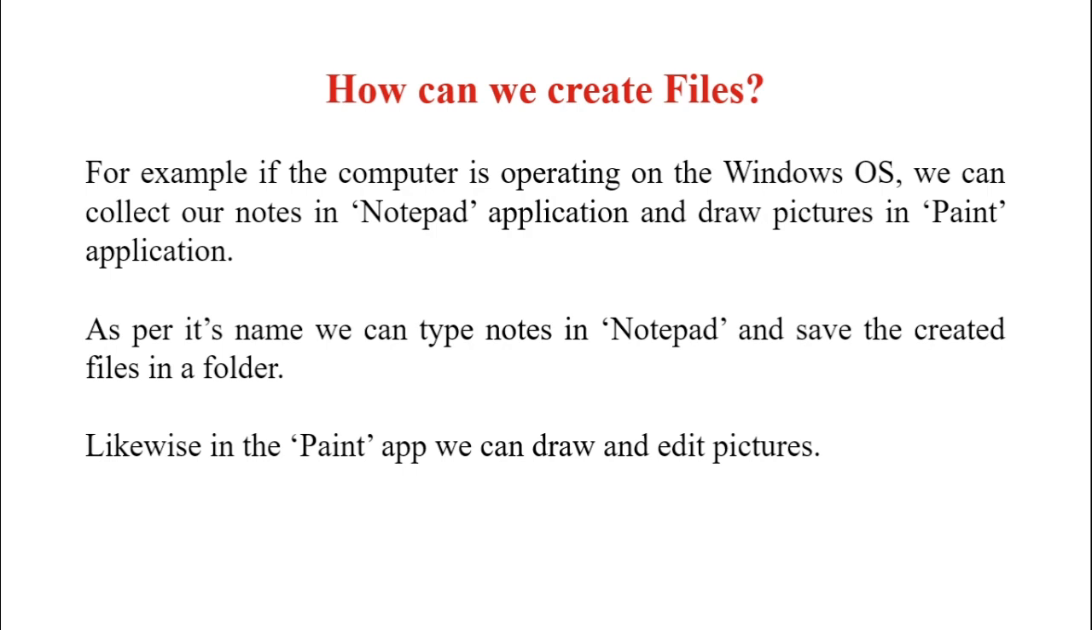Then how can we create files? For example, if the computer is operating on Windows OS, we can collect our notes in the Notepad application, and we can draw pictures in the Paint application. As per its name, we can type notes in Notepad and save the created files in a particular folder. Likewise, if you want to draw a diagram or picture, we can use the Paint app.